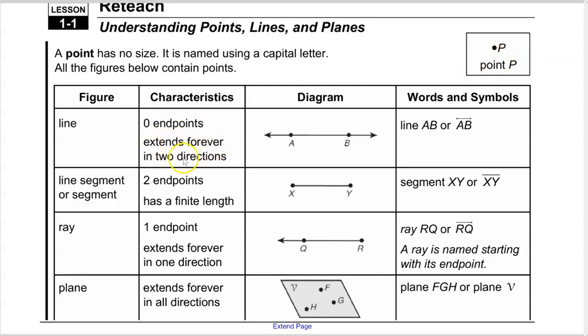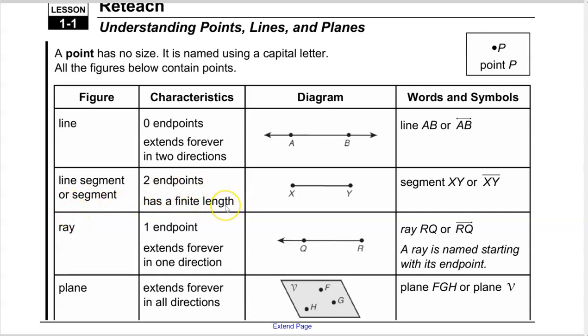All right, line. It has zero endpoints. It extends forever in two different directions. Okay, so you have the A and B here, but they're not endpoints. They're just points on the line, and you can use them to name the line. You need two letters to name a line, so you can either say line AB or use this symbol AB with a little line with two arrows on it.